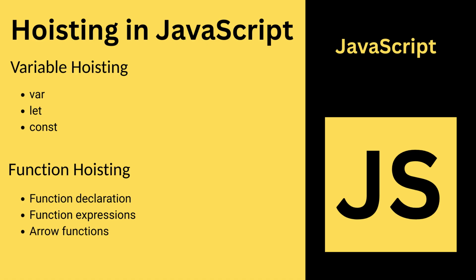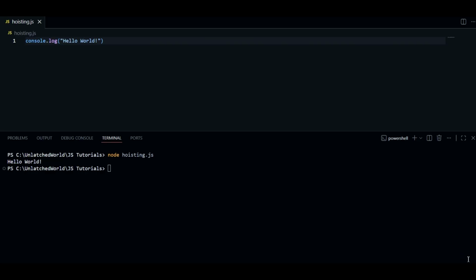Hello, coders. Today, we are going to learn about hoisting in JavaScript. We will cover both variable hoisting and function hoisting in this video. We will start with the traditional var variable declaration and then move on to let and const variable declarations, which were introduced in the ES 2015 version of JavaScript. Without any further delay, let's jump into coding.